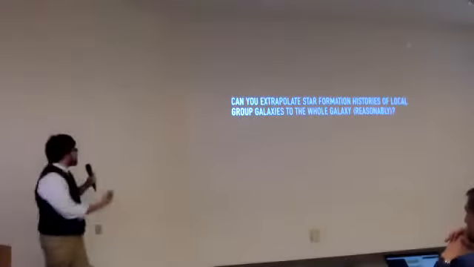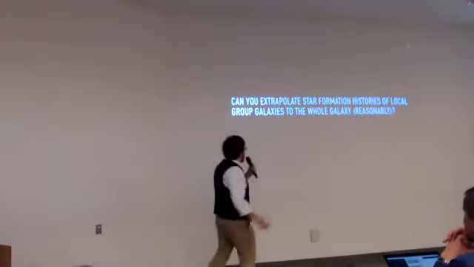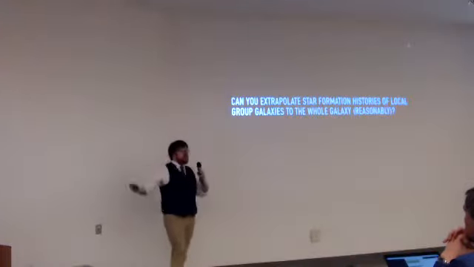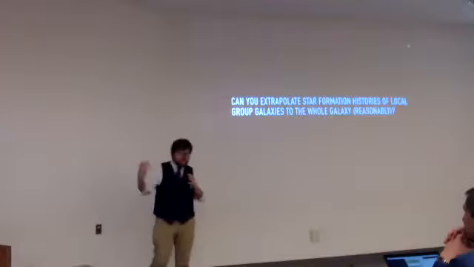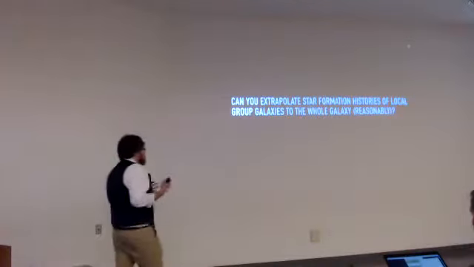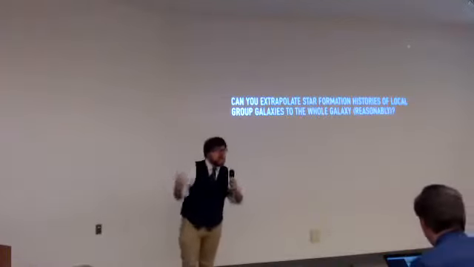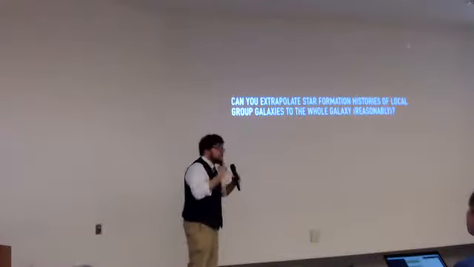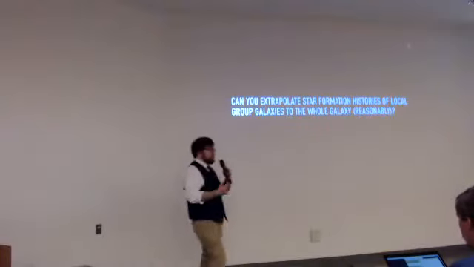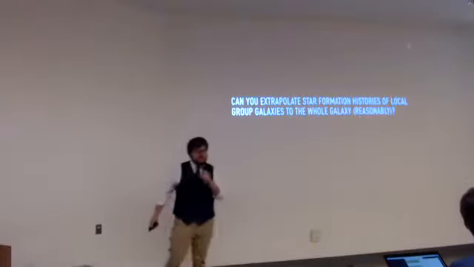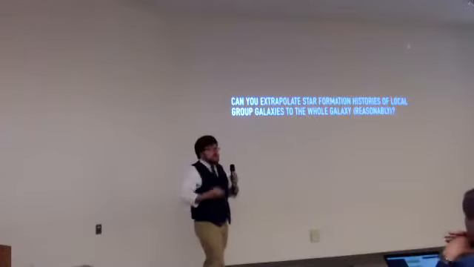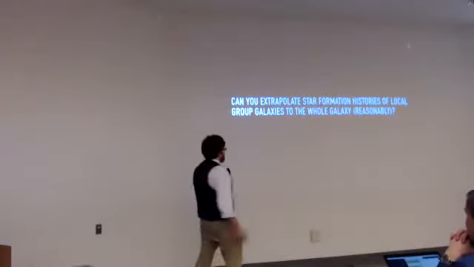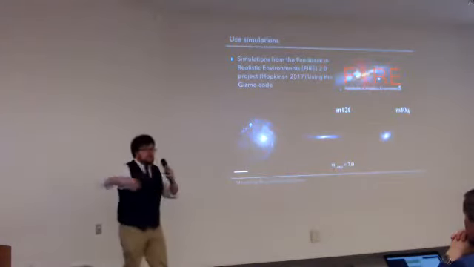So the thing that's been bothering me and the thing that I've been thinking about for the past few months is, can you extrapolate star formation histories of local group galaxies to the entire galaxy, and can you do this reasonably? The reason that you might want to do this is if you're measuring quenching times for galaxies, or if you are doing something with the fossil record, like trying to use the local group to extrapolate properties of high redshift galaxies, or even if you have simulations and you want to see if they correspond to the real galaxies. So how am I going to go about testing this?